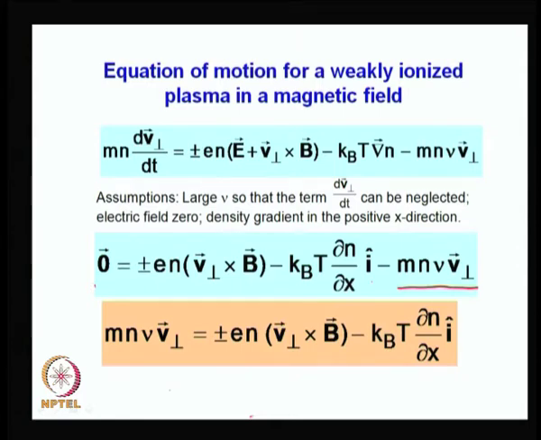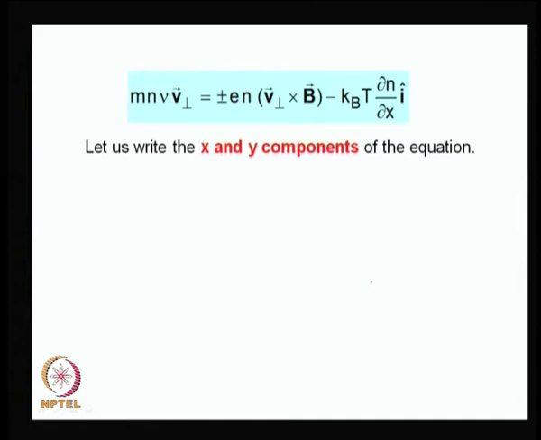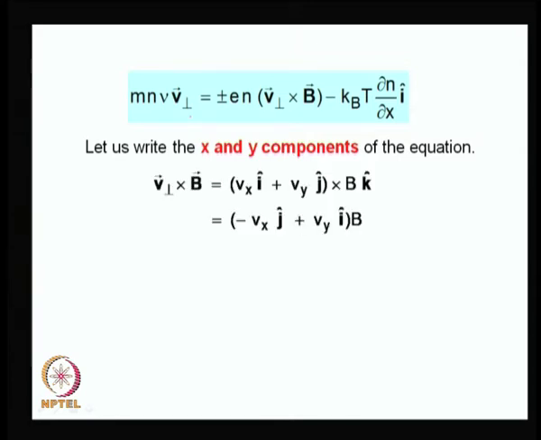Once again we follow the same process and divide the entire equation by Mn nu, but this time the V perpendicular has 2 components, x and y components. So, we write the x and y components of the equation. Now, here we have a cross product V perp cross B, which you know very well is minus Vx j cap plus Vy i cap, times B.